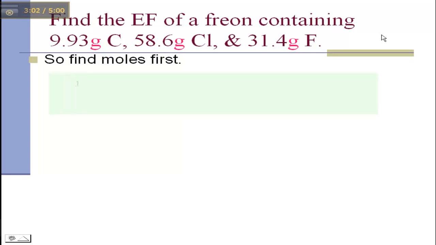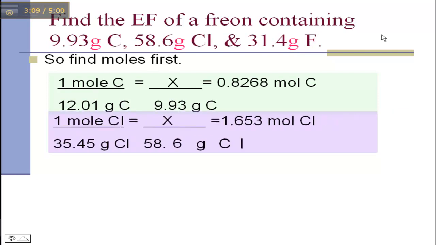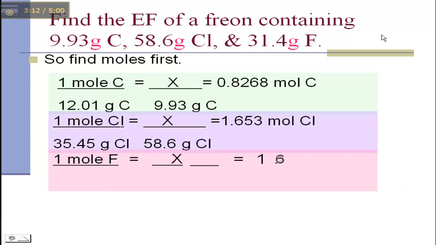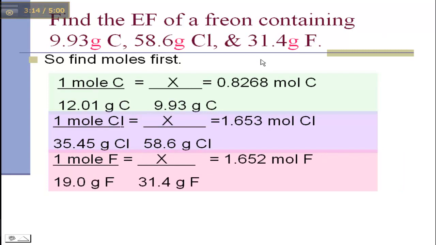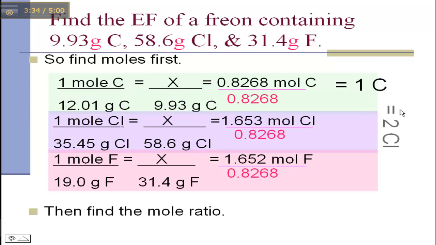Now we find moles. So we use the molar mass for carbon, and we find the moles of carbon. Do the same for chlorine using its molar mass. Do the same for fluorine using its molar mass. So the smallest number of moles here is 0.0268 moles of carbon. Now notice I did carry this out a good bit. You want at least 3 numbers after the decimal. So we're going to divide each one by our smallest, which is our 0.0268. So that's going to give us a ratio of 1 carbon to 2 chlorine to 2 fluorine.